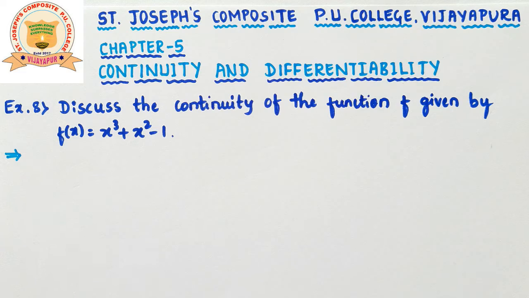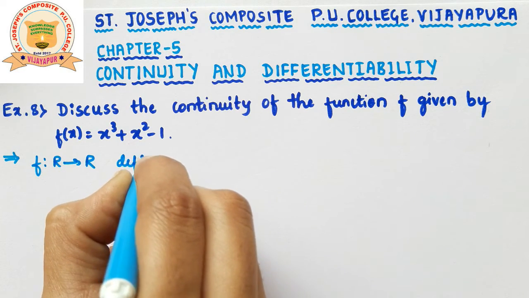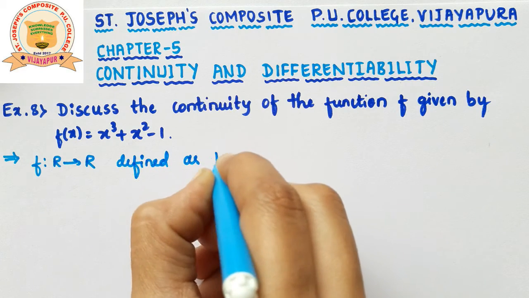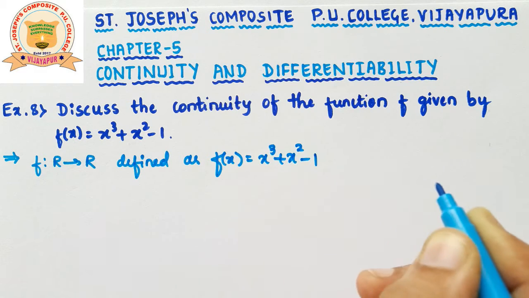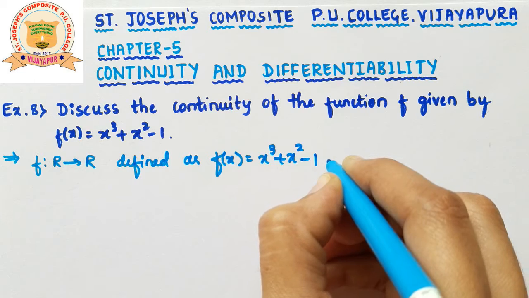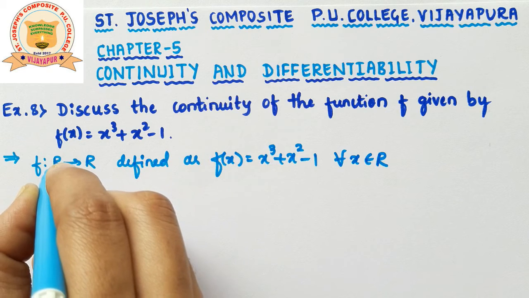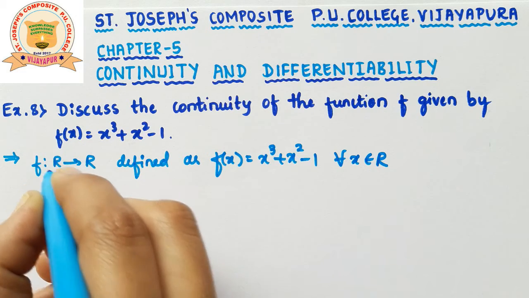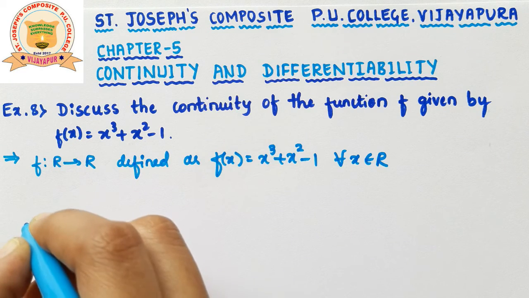What is the domain of this function? It is a polynomial function. Therefore, the domain of the function is the set of all real numbers. First, we will define the function. A function f from R to R defined as f of x is equal to x cube plus x square minus 1 for all x belongs to R. The domain of this function is the set of all real numbers. Therefore, we have to check whether the function is continuous or not at each and every point of the domain, that is the set of all real numbers.